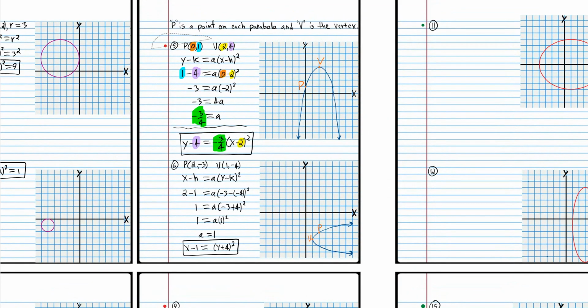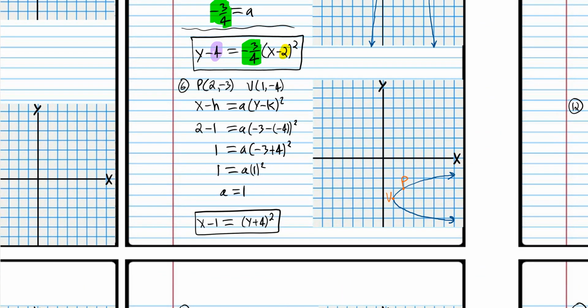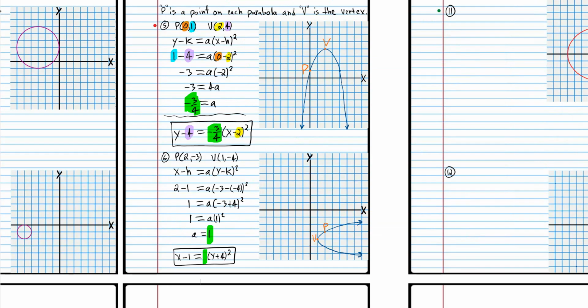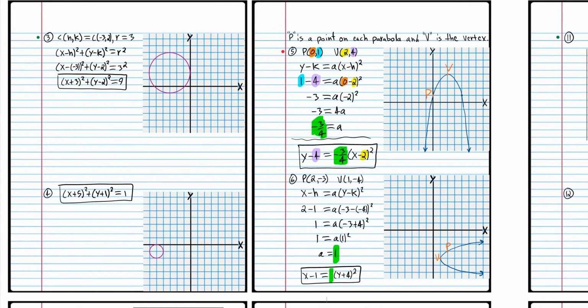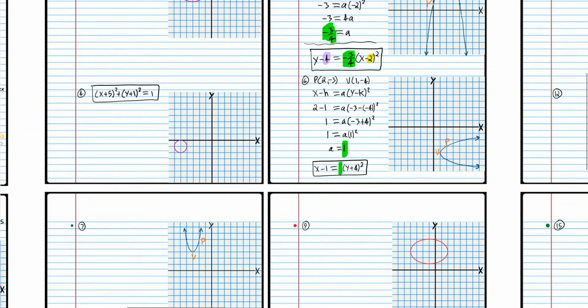And so there you go. Let me find a little more room here. So again, this green value here, that went there. Okay, so I want you to get a picture of number 5 and number 6. And you're going to use number 5 and number 6 to help you do number 7.